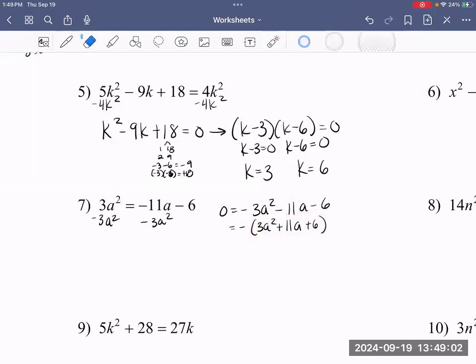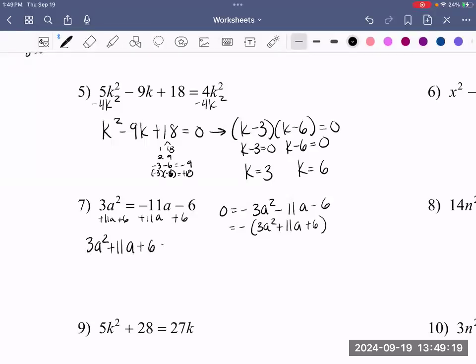Or if you don't like that way, instead of bringing the 3a squared over, we can actually bring all of those terms over to the other side. So we have 3a squared plus 11a plus 6 is equal to 0. Then with either of these options, you are factoring with a positive leading coefficient.